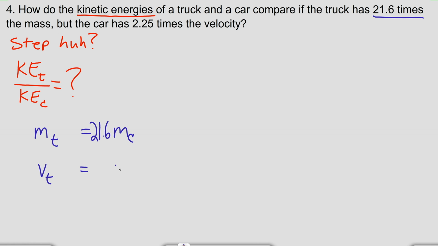So velocity of the truck, something, velocity of the car. So this number is 2.25 times. So is that going to go on the left or the right? Well, the car has 2.25 times the velocity of the truck. So that means that's going to go over here on the left. 2.25 times. So, yeah, the velocity of the car is 2.25 times the velocity of the truck. So convince yourself that that also makes sense.